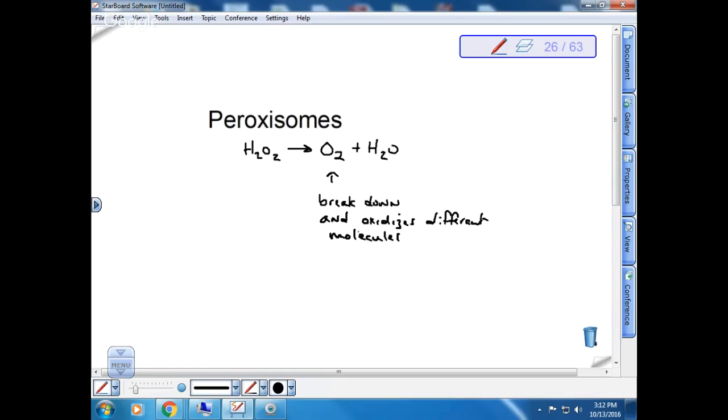One that it does that's really important is ethanol. So ethanol is alcohol, right? If you drink alcohol, the ethanol is broken down. A good portion of it is broken down in the peroxisome. So it metabolizes alcohol for us. It also breaks down fatty acids, specifically long chain fatty acids.